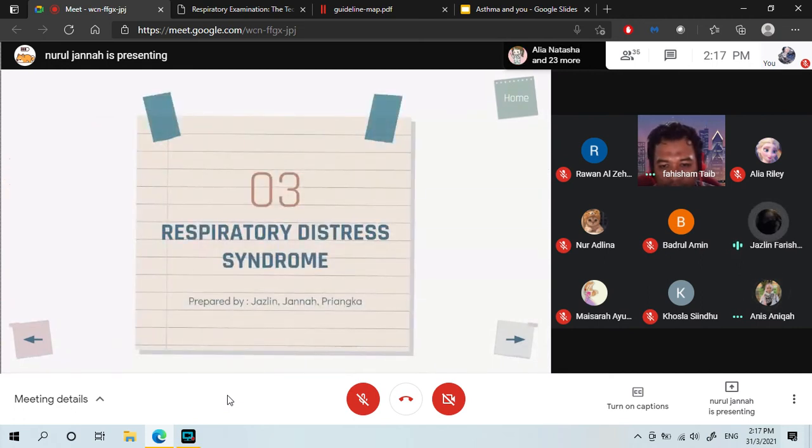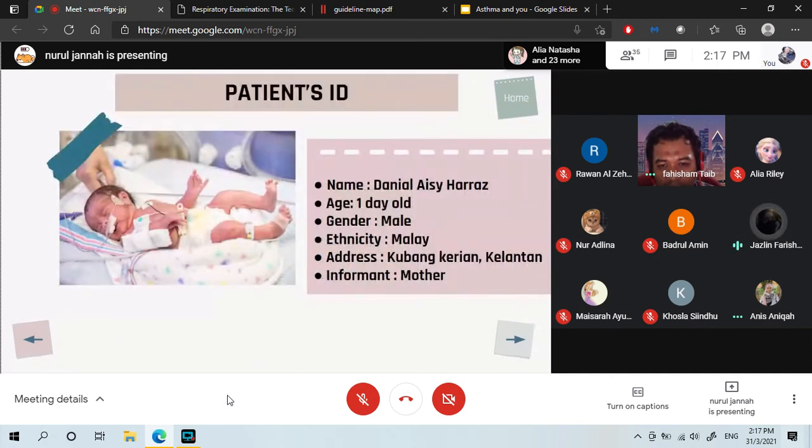Alright, my name is Jazin and I will briefly explain about the respiratory distress syndrome case. So our patient is Daniel, 1 day old, male. He is Malay and lives in Kubang Kerian, Kelantan. The informant is the mother.